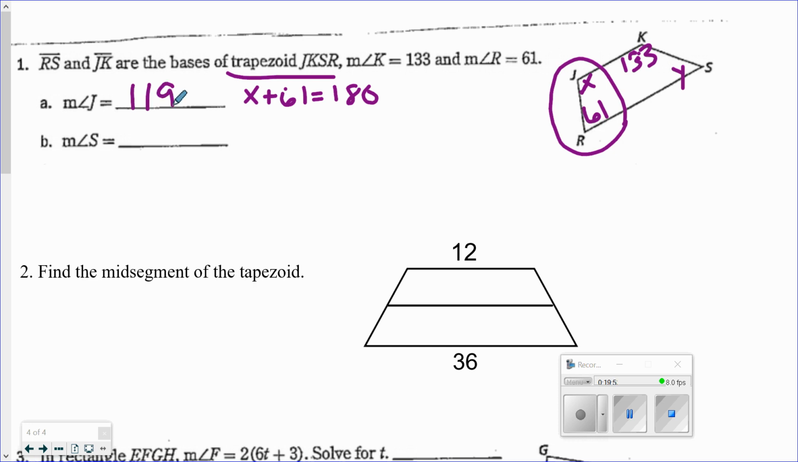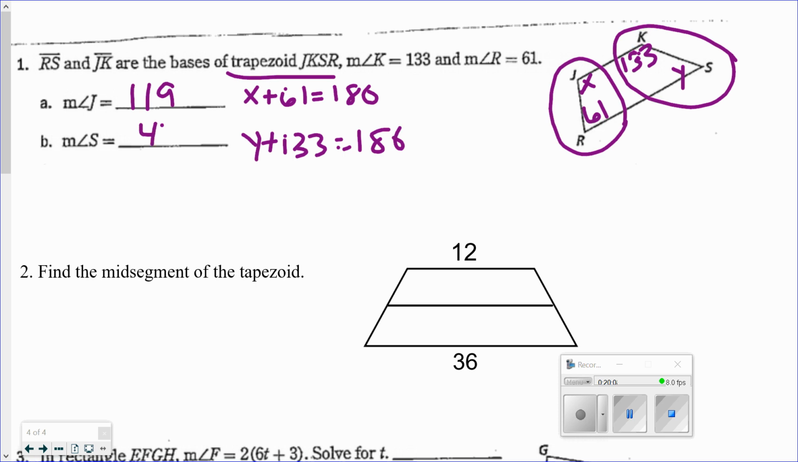I need to do the same thing for S, and we'll call that Y. So I know that Y plus 133 is equal to 180. So then Y is 47.